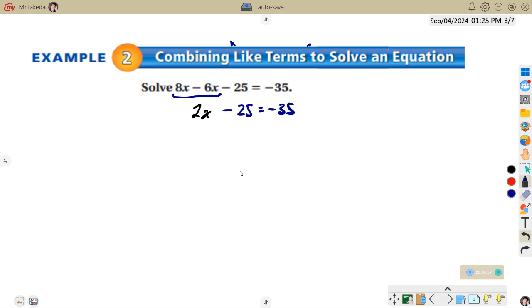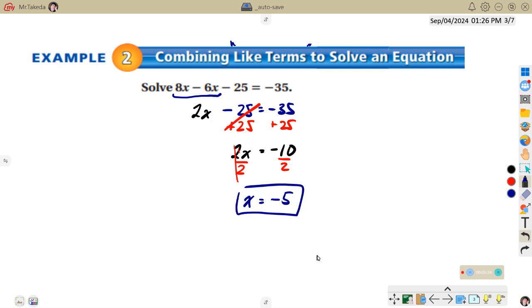Okay, so now I'm back to that two-step equation like we did in example 1. I've got multiplication and I have a subtraction. So I'm going to go in reverse order. I'm going to add 25 to both sides. Negative 25 plus 25 is just 0, so that leaves the left side of 2x. The right side, negative 35 plus 25 is negative 10. And then dividing both sides by 2, I'm left with x equals negative 5. Okay, so there's example 2.